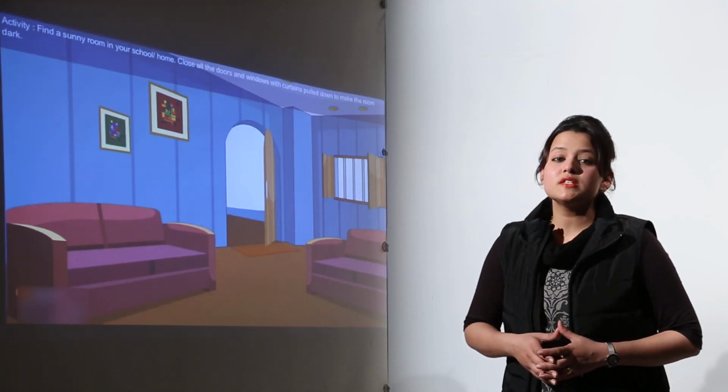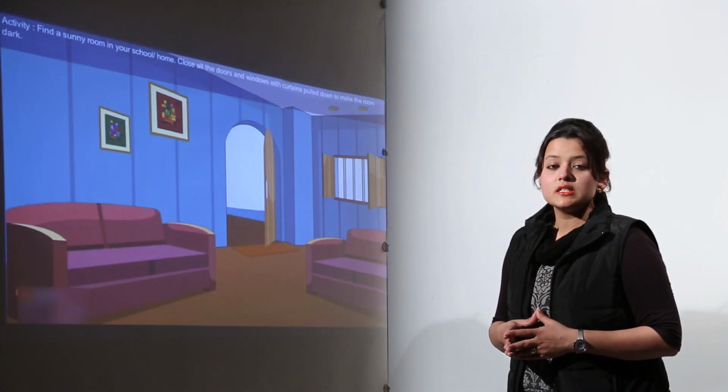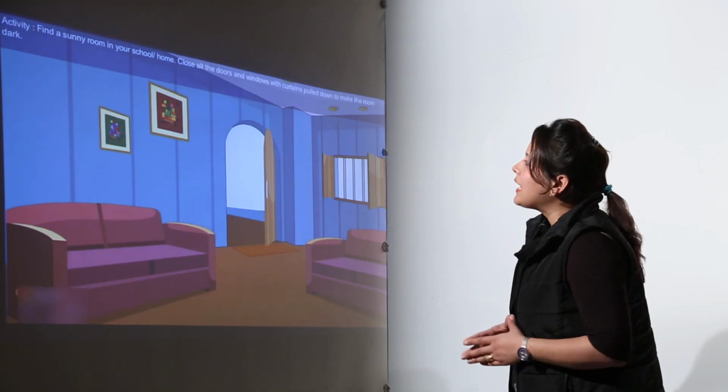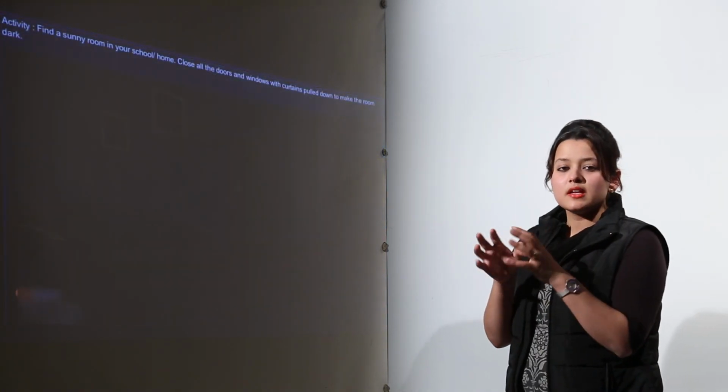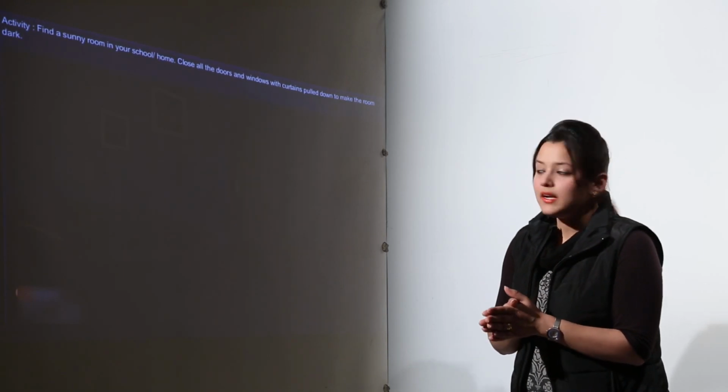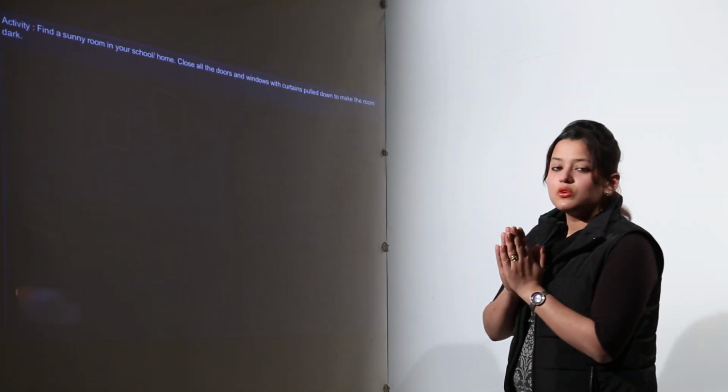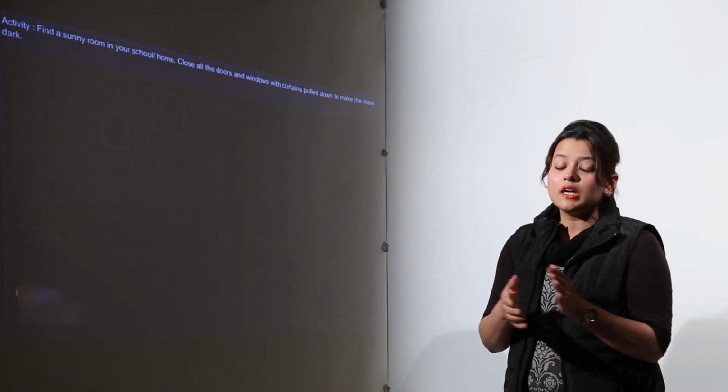To confirm the presence of dust and particles in the air, we are doing a small activity. You would find a sunny room, that is, a room having a sufficient amount of sunlight. You close all the doors and windows like this. Now it has become a dark room.